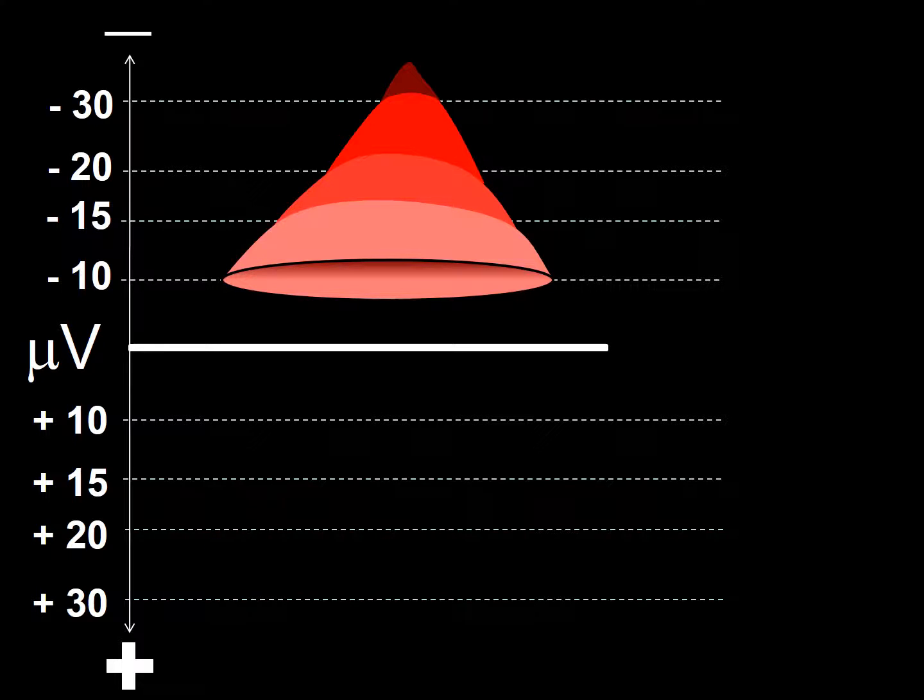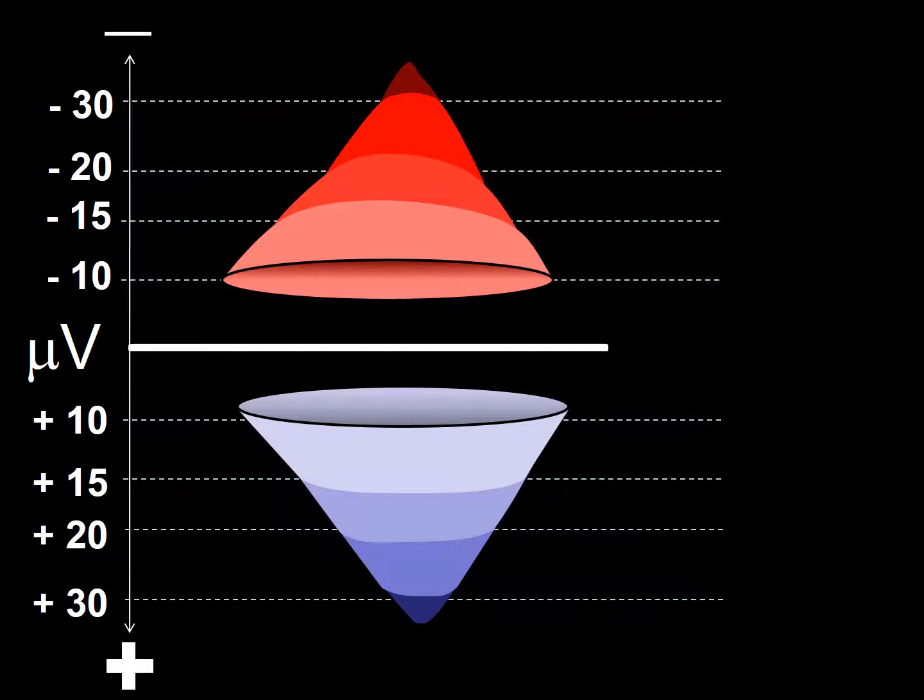In this frame, I am representing a three-dimensional negative field. The apex is the maximal negativity. The base represents the minimal negativity. Now I am introducing a three-dimensional positive field. As you can see, the maximal positivity is again at the apex, but the apex is now upside down.